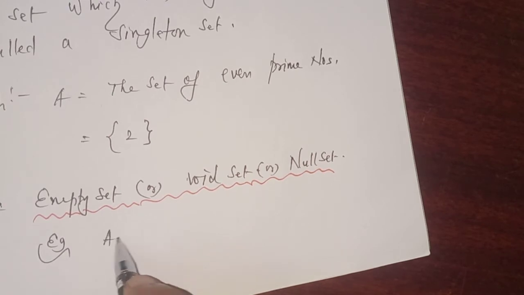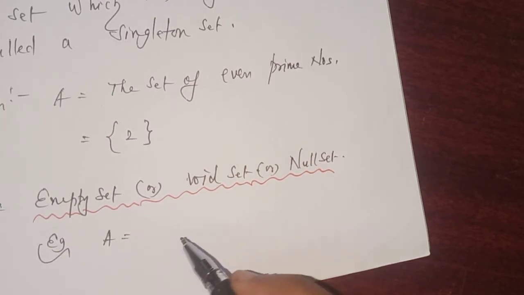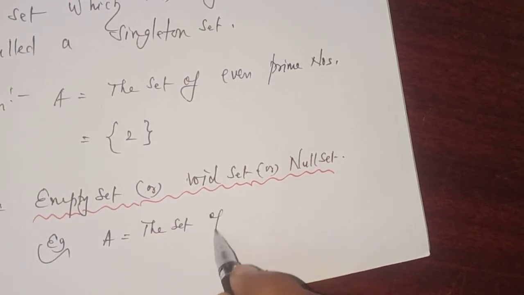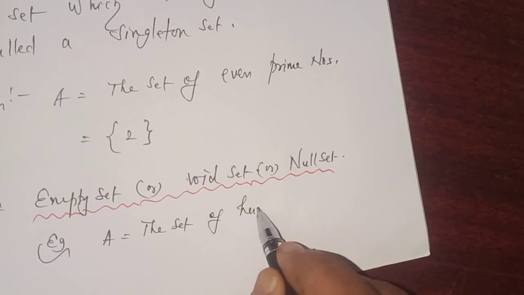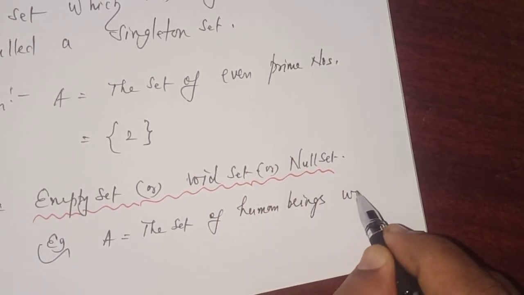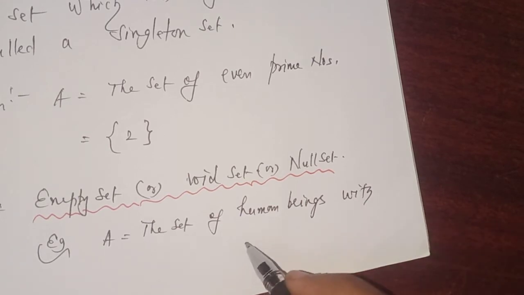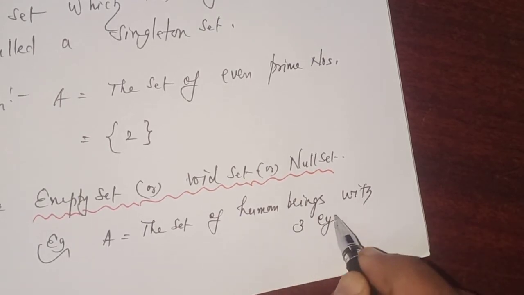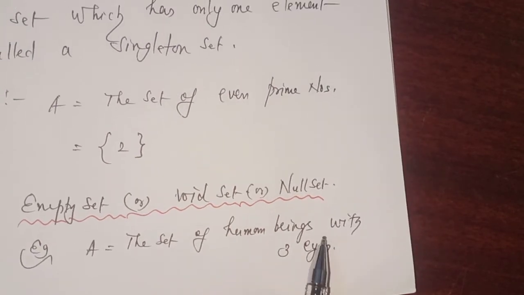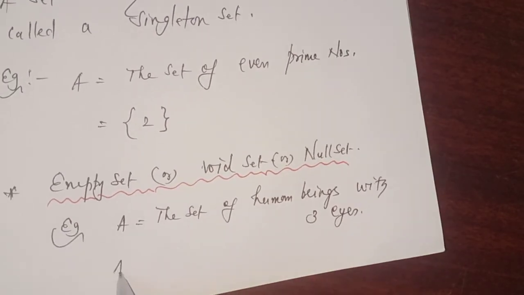Example, I take A equal to the set of human beings with 3 eyes. Is it possible? Anybody is having 3 eyes? No chance at all. So A is equal to the empty set.